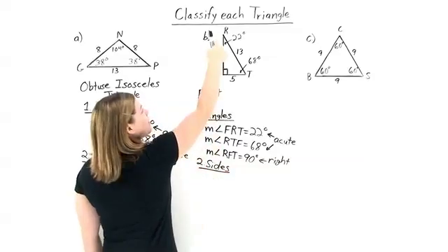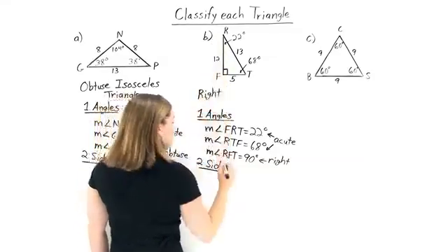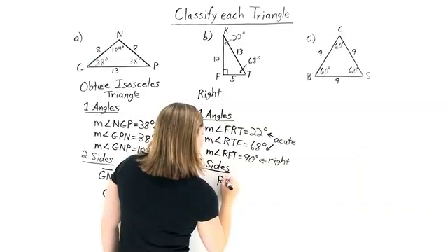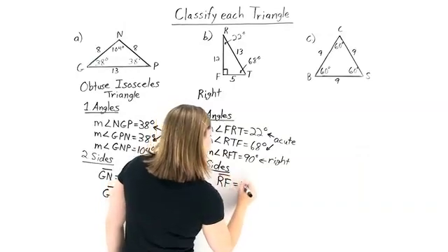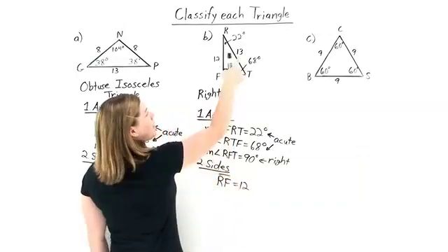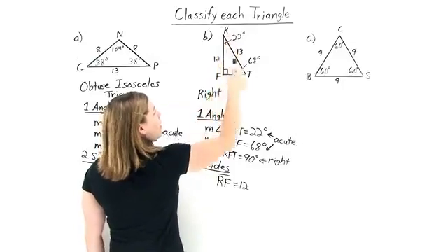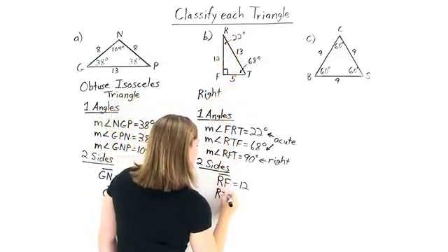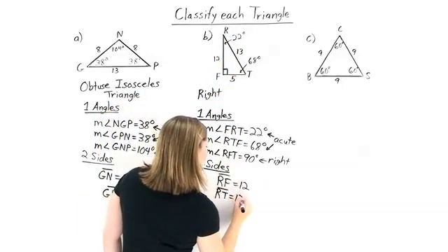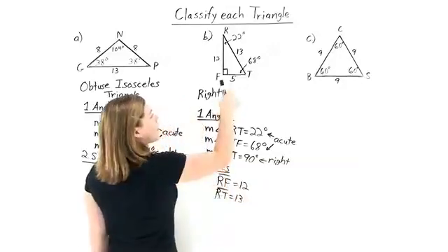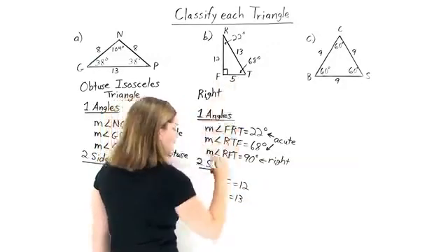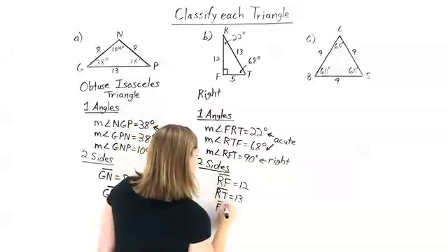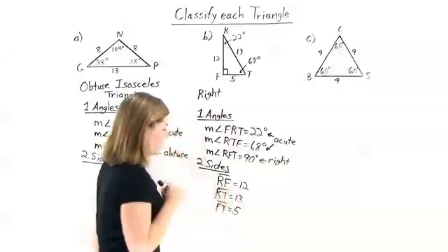Here we have this side, side RF. Well, side RF has a measurement of 12. Now what about this side? This can be side RT. Side RT has a measurement of 13. Looking at our third side, we have side FT. Side FT has a measurement of 5.